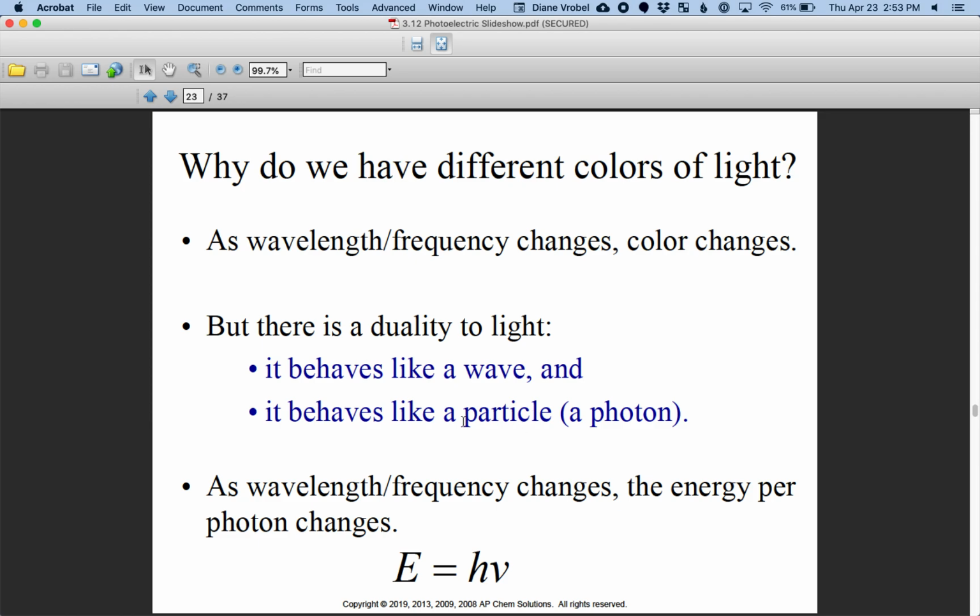Well, they first had to figure out the fact that there is a duality to light. So light, amazingly, can either be a wave or a particle. And once scientists were able to accept that, a lot of things came into place to help understand what was going on.